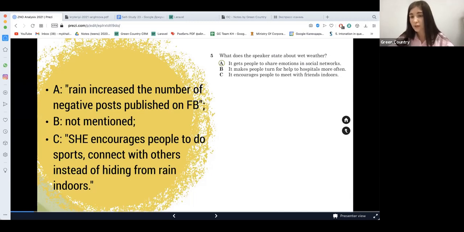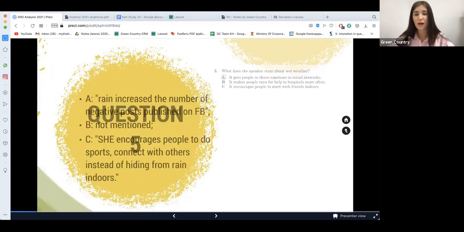Also a very difficult and confusing question, I would say. So you need to listen very, very carefully and remember each and every detail. Also, talking about the last option C, you can see that in the option we have it encourages people, but in the audio she, the girl, encourages people, not the rain encourages, but the girl. It also makes a big deal, so be very careful here.